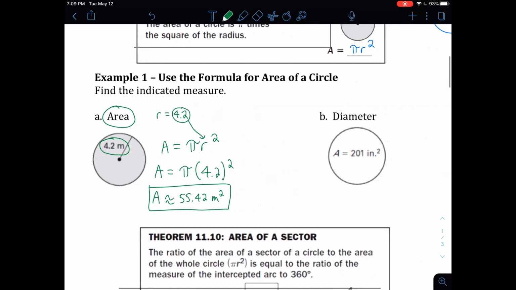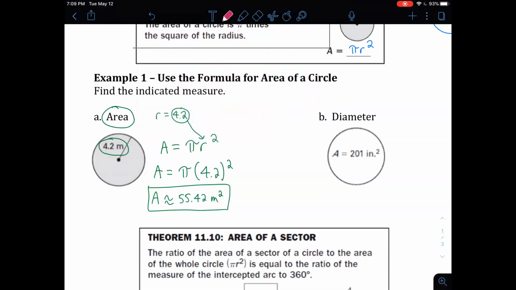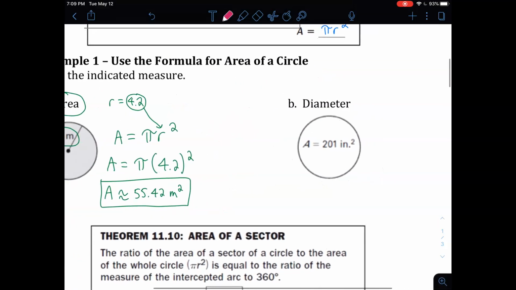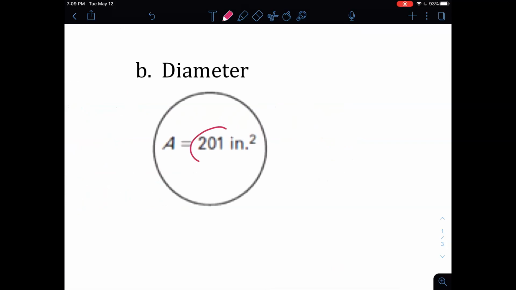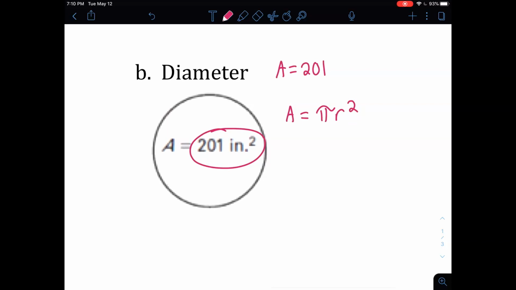All right, now the next one's a little bit trickier, but it's still kind of the same formula. We're just going to do something a little bit different. This time, we're looking for the diameter, and we know the area, which is 201. So we know the area equals 201. We're still going to use area equals pi r squared, because that's the only formula we really have for area of a circle. But we're looking for the diameter, which we'll figure out later. We can do something with the radius later to figure out the diameter, which you guys will see. So we're going to plug in 201 for area. 201 equals pi r squared.